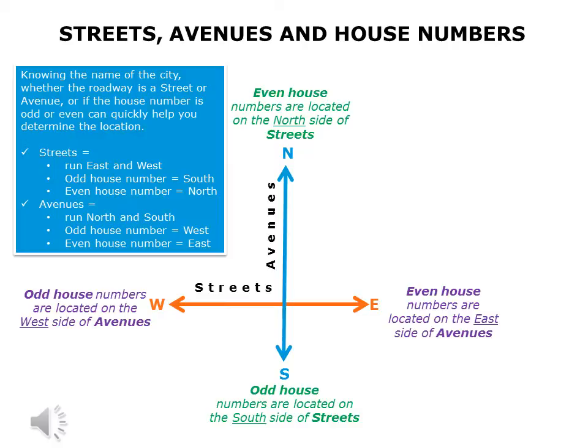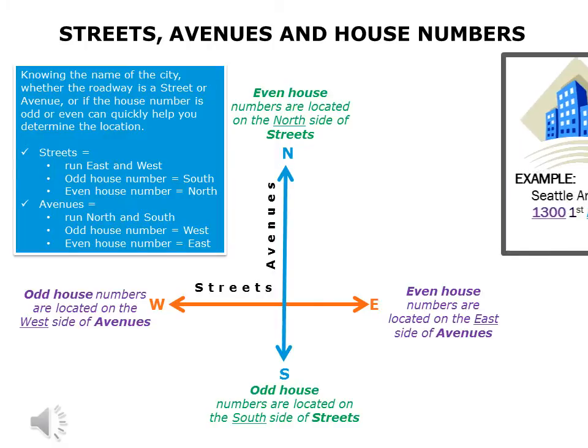Streets typically run east and west. If the house number is odd, it can typically be found on the south side of the street. If the house number is even, it can typically be found on the north side of the street. Avenues typically run north and south. If the house number is odd, it can typically be found on the west side of the avenue. If the house number is even, it can typically be found on the east side of the avenue.